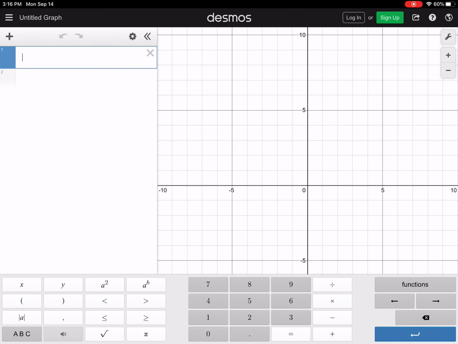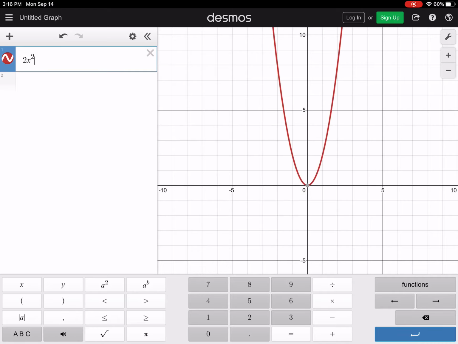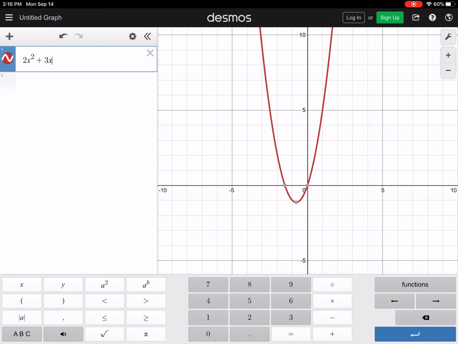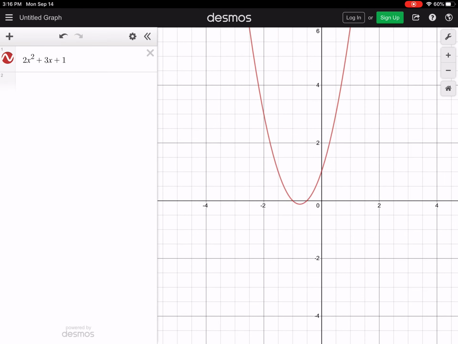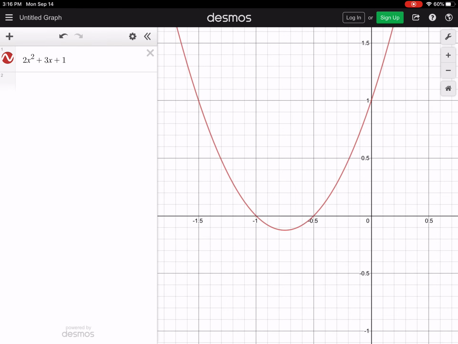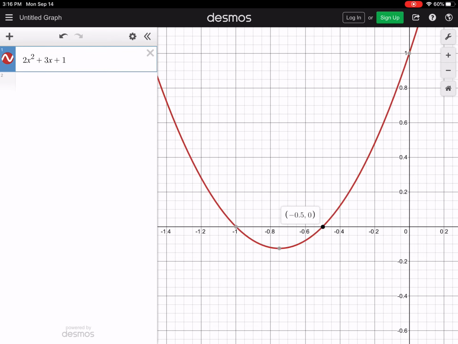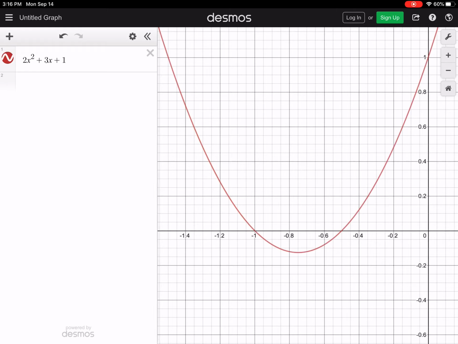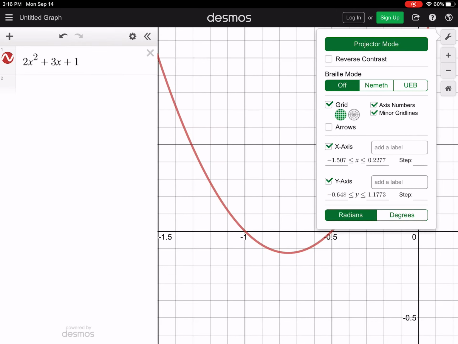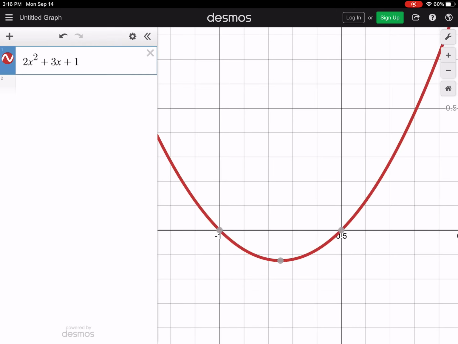They even have an app, so I pulled up my app. You just make sure your equation is equal to 0, and then you type it in. So 2x squared plus 3x plus 1. And it graphs our equation. We can even zoom in, and you can see your two solutions where it crosses the x-axis. It crosses the x-axis at -1/2 and -1.